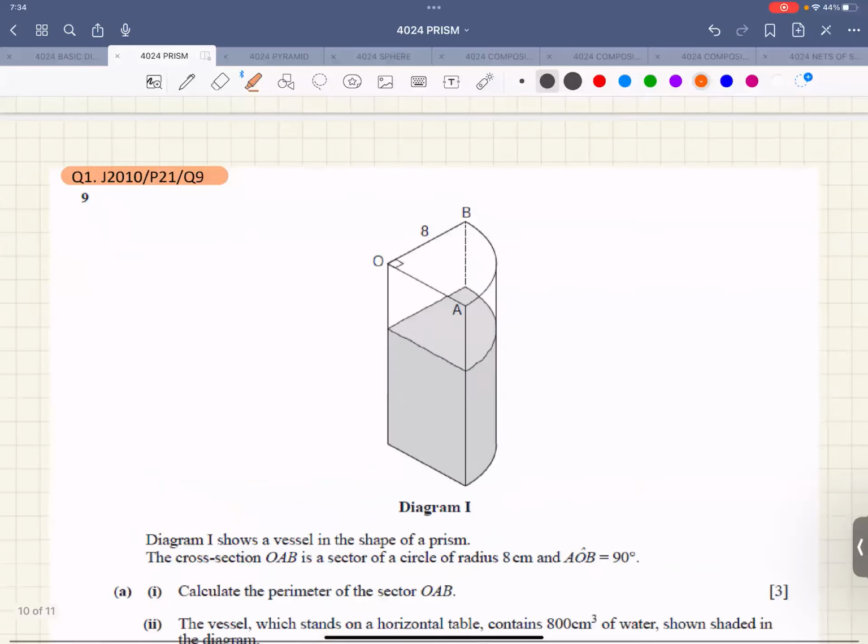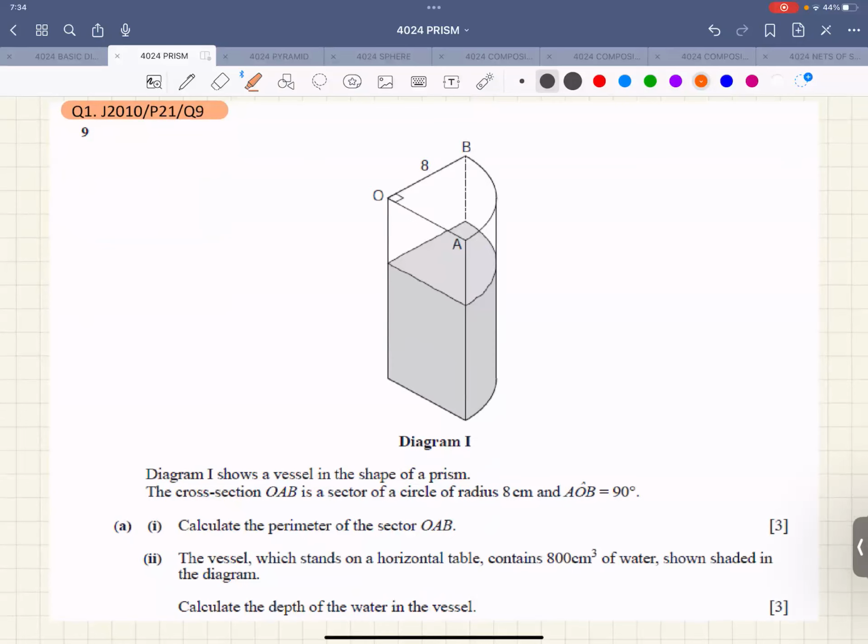Diagram 1 shows a vessel in the shape of a prism. This is the cross section. The cross section is a sector of a circle, radius 8 and angle 90 degrees. So it has the same radius as the last time, except for the fact that the angle is 90 degrees, except in the previous one, it was how much? It was 40 degrees.